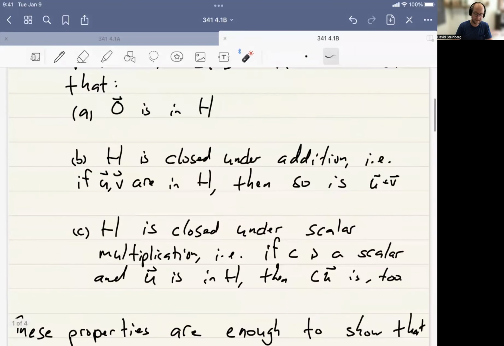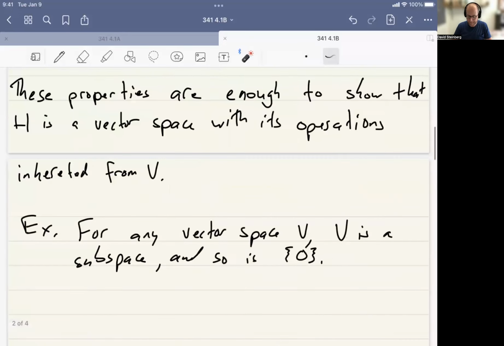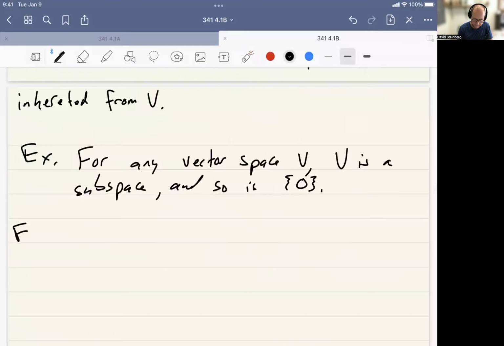It's sort of boring because yes, 0 is in H. It is closed under addition because the only two vectors we have are the 0 vectors, and sure enough, the 0 vector plus the 0 vector is the 0 vector. And it's also closed under scalar multiplication because any scalar times the 0 vector is still that 0 vector. So we don't leave the set containing only 0 by either addition or scalar multiplication. So it's a subspace. Let's look at a more interesting example.